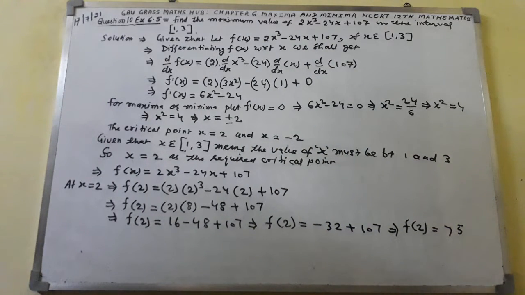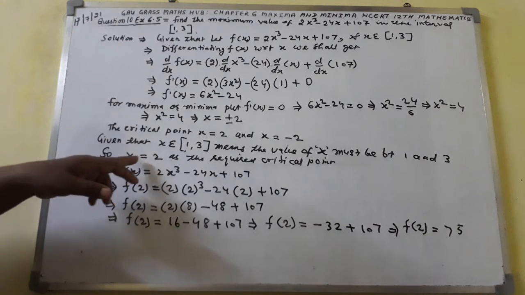Is it correct? Now I shall check the answer from the key point here. Just go through, check whether this is correct or not. Explained in detail. Yes, at x equal to 2, critical point, you have got 75. This is correct. But what about the other point? I have not mentioned here.